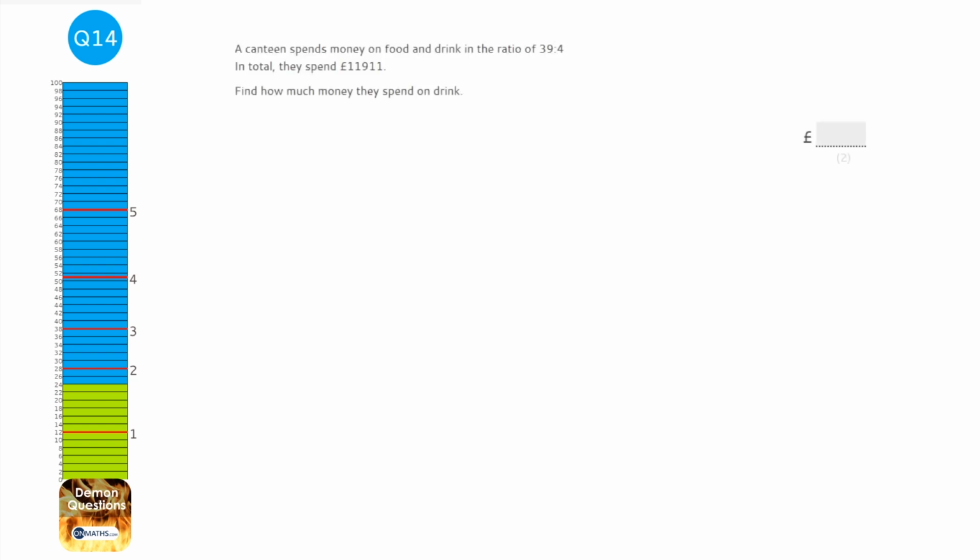Okay, so the numbers in this question seem a bit daunting, but the process is always the same with this type of question in ratios. The first thing you've got to realise is, are you given a total amount or are you given an amount of food or amount of drink? Where it says in total they spend that amount, so it's a total amount. So step 1 is to work out how many parts you have altogether. So for food it's 39 and for drink it's 4.